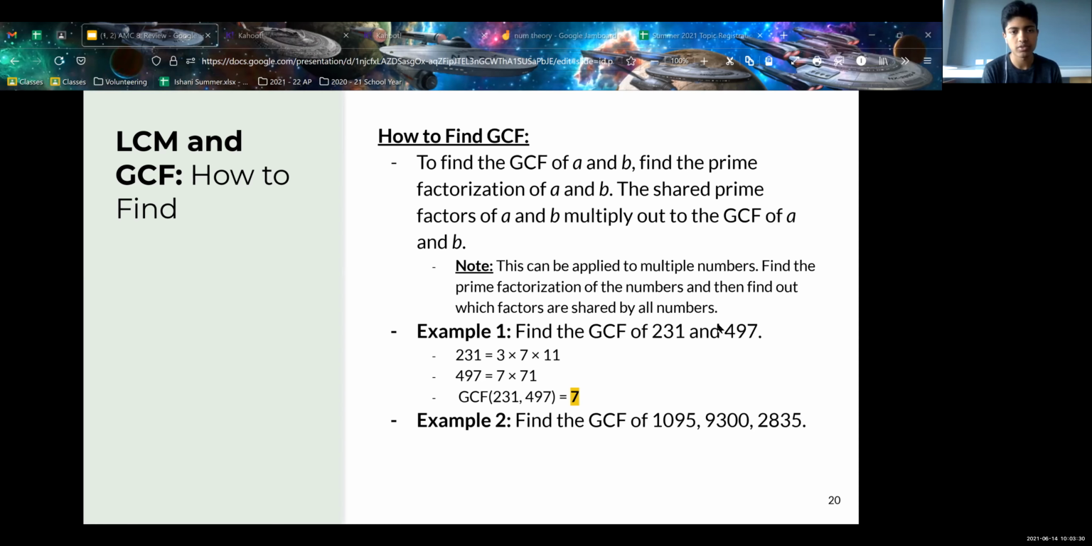Another example is find the GCF of 1,095, 9,300, and 2,835. The prime factorization of 1,095 is 3 times 5 times 73. The prime factorization of 9,300 is 2 squared times 3 times 5 squared times 31. And 2,835 is 3 to the 4th times 5 times 7. So the common factors are 3 and 5. That means we can just multiply 3 and 5 and we get that the GCF would be 15.